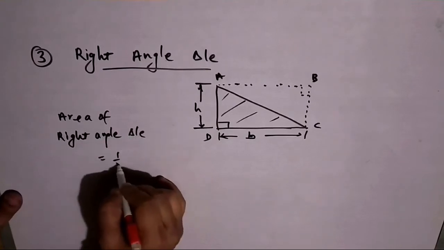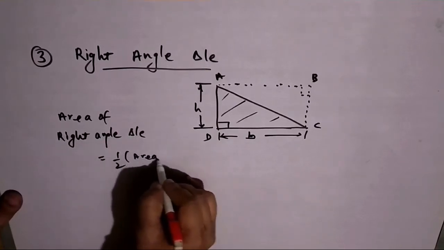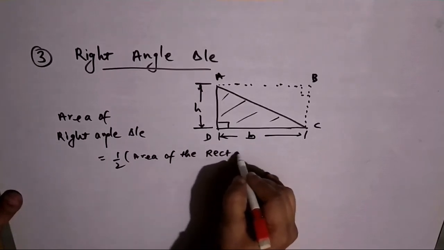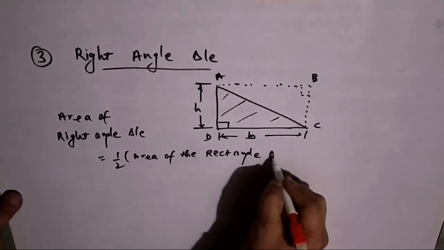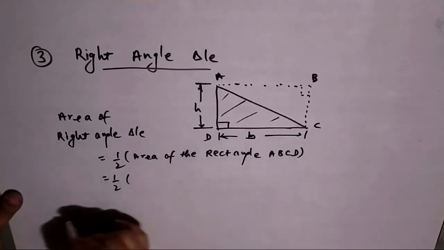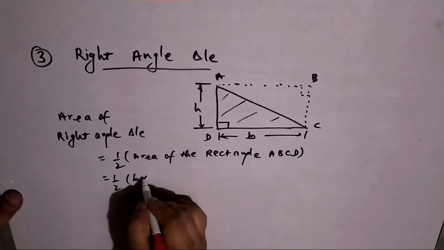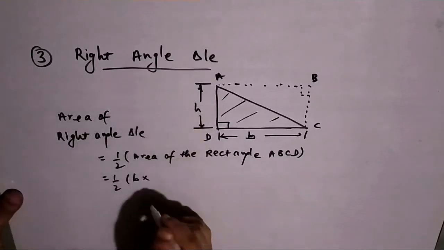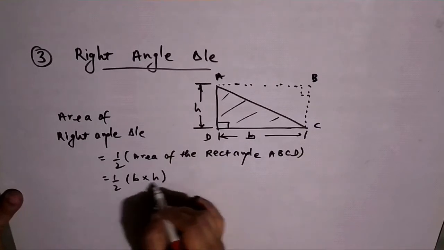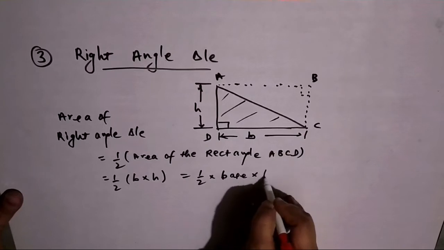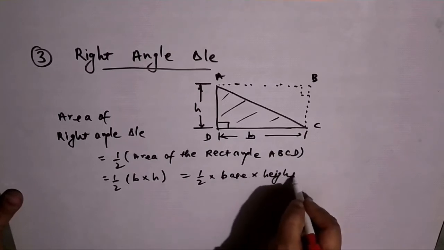So here in this case, area of right angle triangle would be half of area of the rectangle ABCD. Okay, and we know that the area is length into breadth. So length here in this case is B, which is the base, and breadth is height, which is the perpendicular. So that would be 1 by 2 into B, which is base, into height, or base into perpendicular.